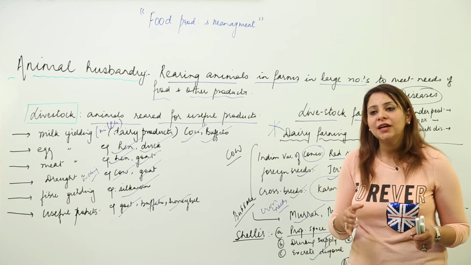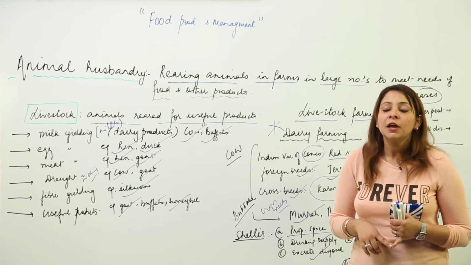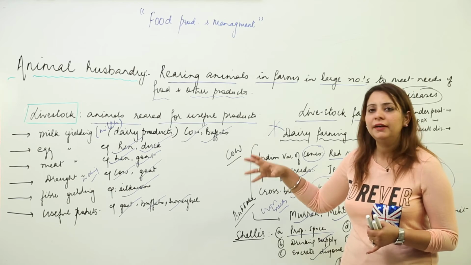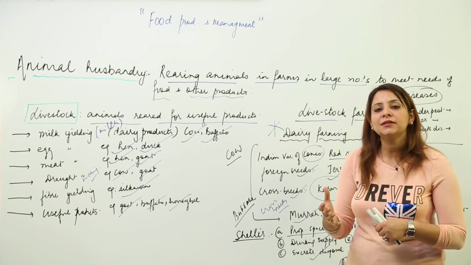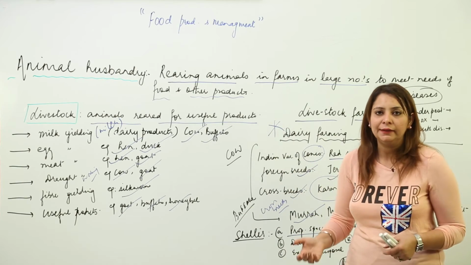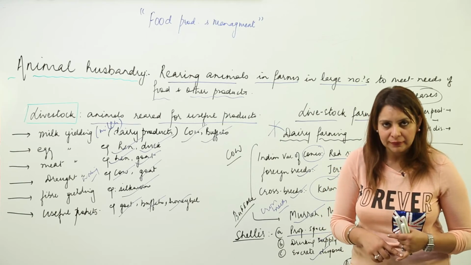So you need to take care of the animals as well. You need to provide them a proper balanced diet, because there is a diet meant specifically for milk yielding, egg yielding, and meat yielding, depending on what kind of products they are giving us, so that kind of carbohydrates, fats, and proteins we are providing them. So we need to take care of the diet also, that they should be given a proper balanced diet.